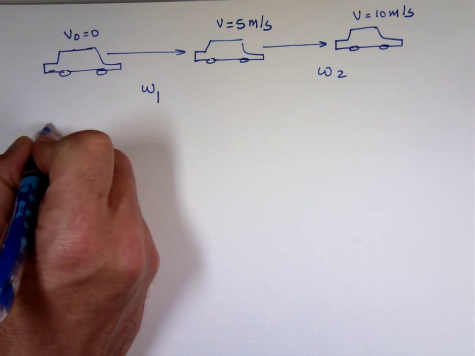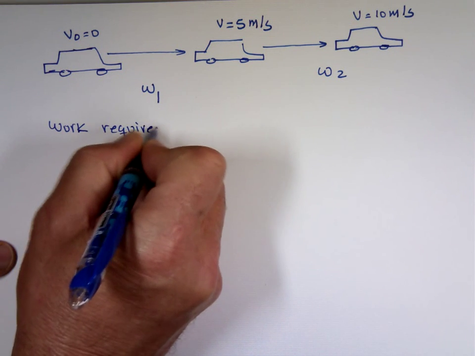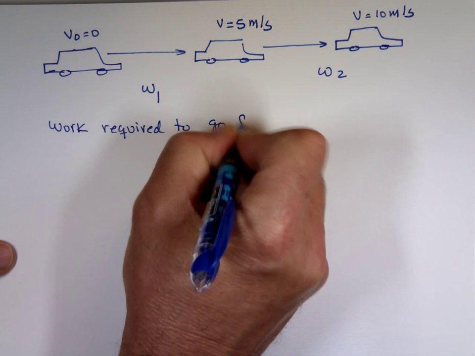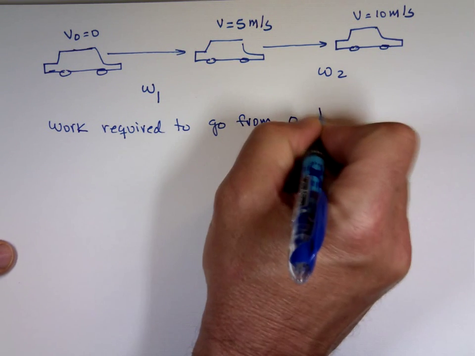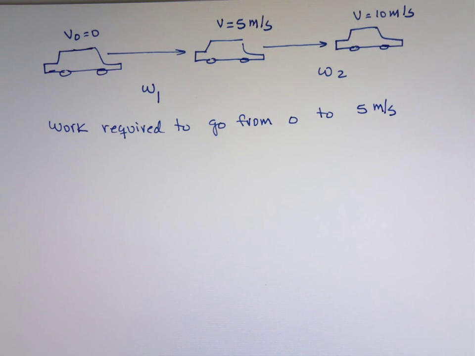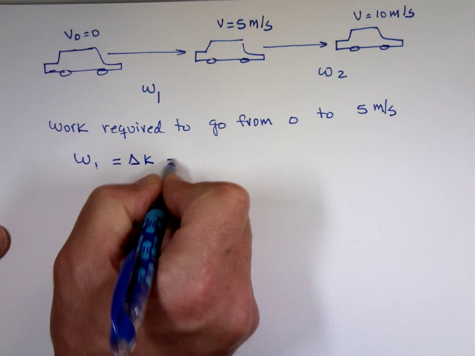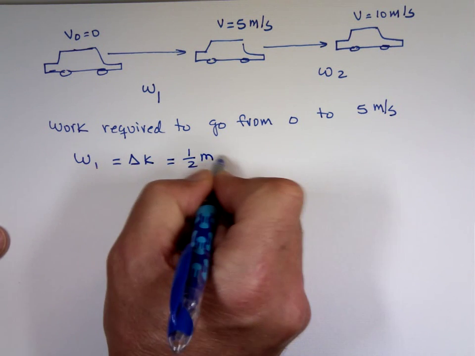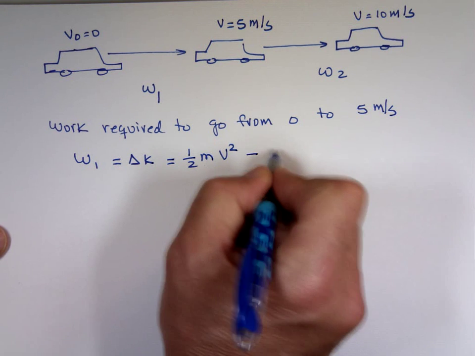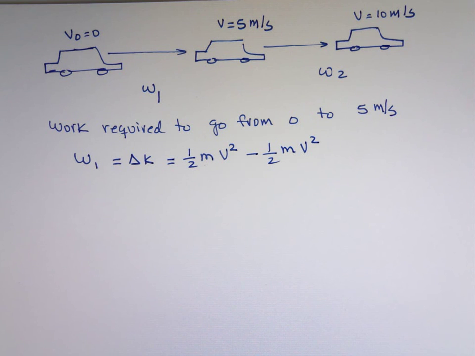So the work required, that's by the engine, to go from 0 to 5 meters per second. Let's find out how much work is required. That's W1. We say work is change in kinetic energy, which means 1/2 the mass times the final velocity squared minus 1/2 the mass times the initial velocity squared. Now, I never gave you a mass for the car. We can leave the answer in terms of m, or we can use a number. You want to use a number instead? Let's pick a mass for the car.